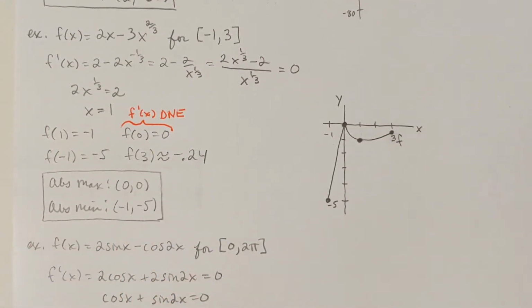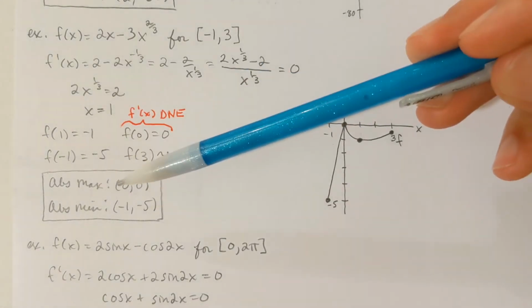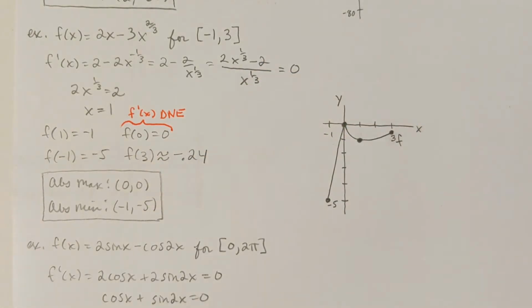Here's another example. I want us to find the absolute max and absolute min for the function f of x, which is given on the closed interval negative 1 to 3. Now f of x is continuous, and I'm working on a closed interval, so by the extreme value theorem, I'm guaranteed to have both an absolute max and an absolute min on that closed interval. So let's go ahead and find those.